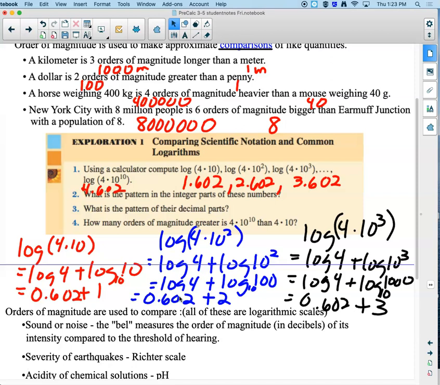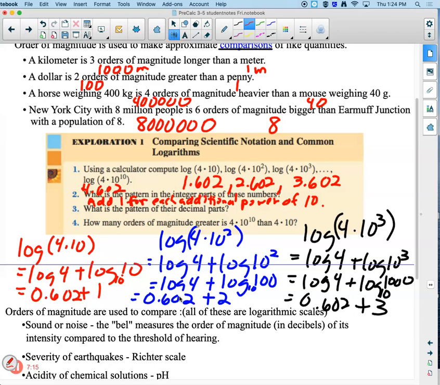So for number 2, it says, what is the pattern for those integer pieces? And it is you add 1 for each additional power of 10. 3, what is the pattern of their decimals? Well, the decimal portion is equal. It's that 0.602 each time. They are equal.